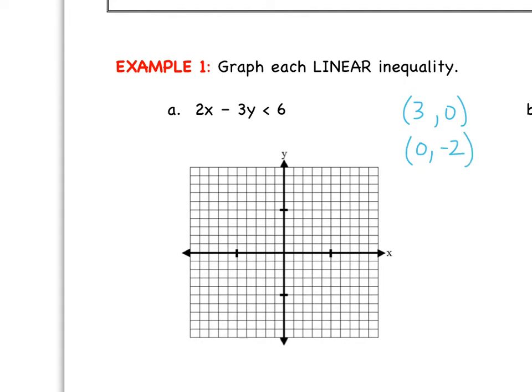All we have to do is plot those points. So let's go ahead and plot those points. 0, -2, 3, 0. And now one thing we have to keep in mind is because our inequality is less than, that means we're going to have a dashed boundary. Hopefully we remember that. Okay, so strictly less than or strictly greater than tells us we have a dashed boundary. So we can go ahead, connect these guys with a dashed line.